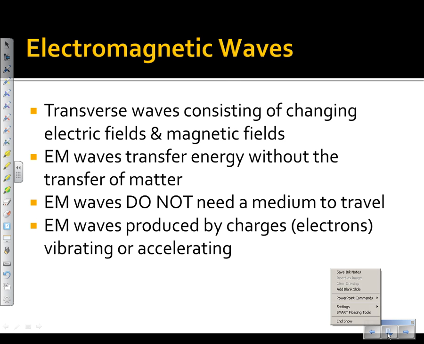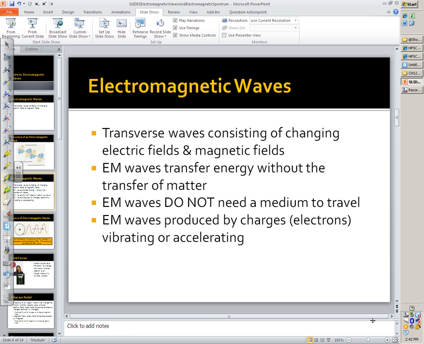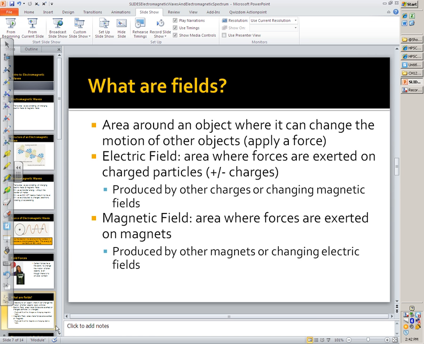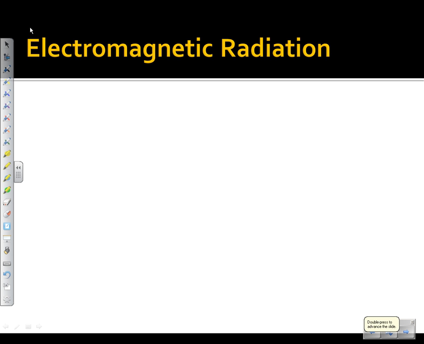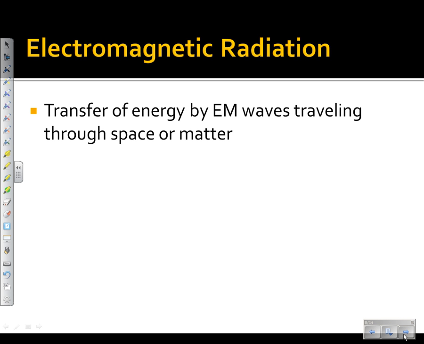We are going to skip Roman numeral number 2 about fields, and we are going to jump all the way down to Roman numeral number 3 that says electromagnetic radiation. So we've discussed that electromagnetic radiation is the transfer of energy through space or matter. Does the matter need to be there? No. It can be, but it doesn't need to. The energy can just travel from one place to another, even if there's nothing in between. That's the electromagnetic waves part.